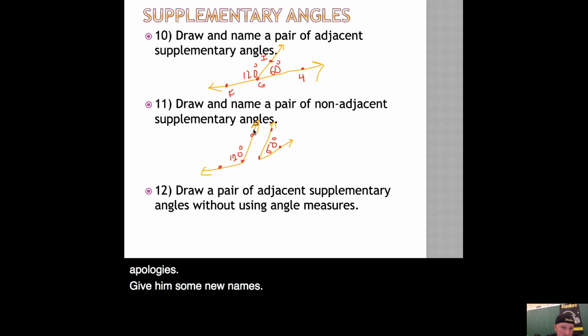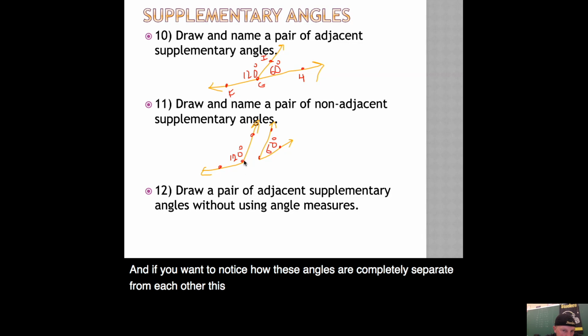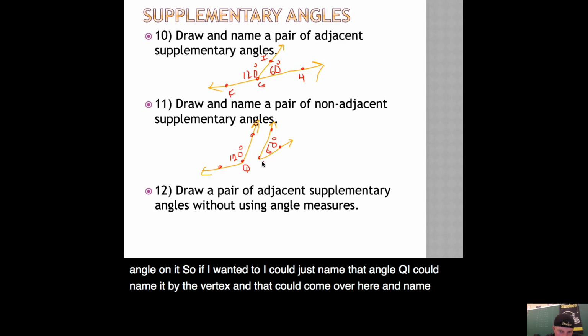And if you want to, notice how these angles are completely separate from each other. That one vertex only has that angle on it. So if I wanted to, I could just name that angle Q. I could name it by the vertex. And I could come over here and name this angle S maybe.